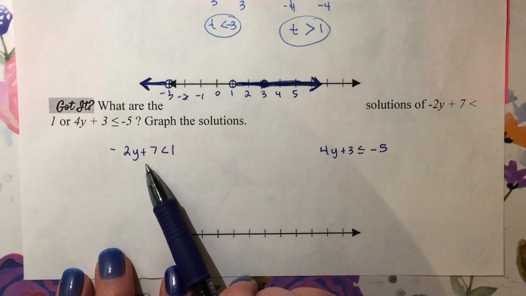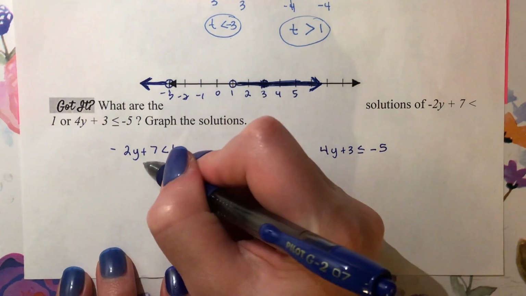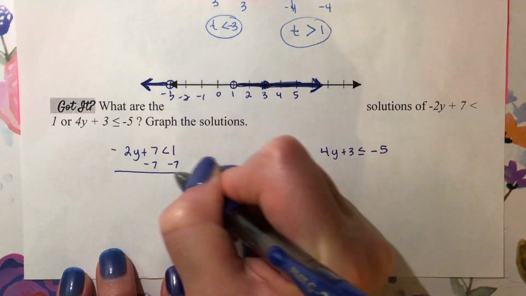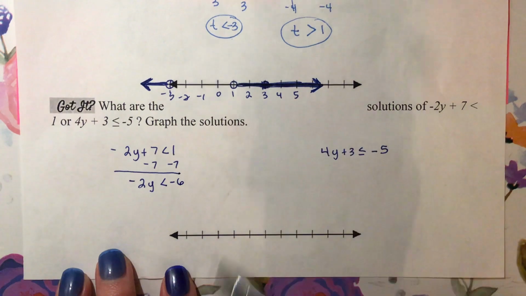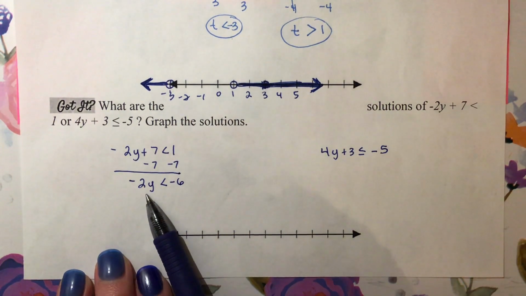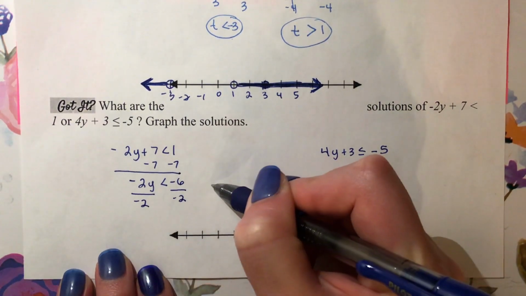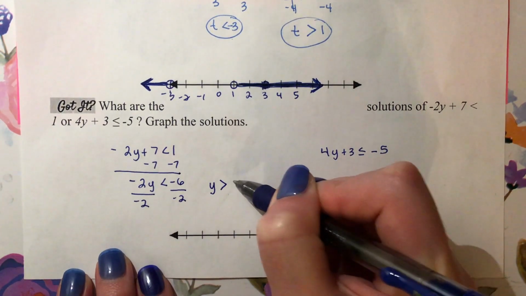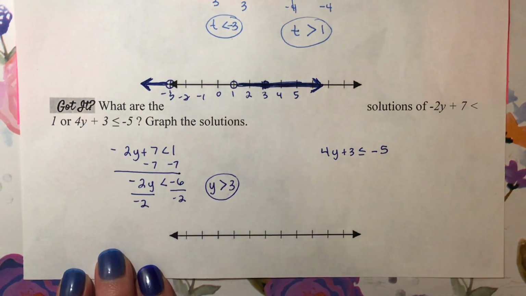Looking at this first problem, I'm going to go to the side with the variable. So I'm going to subtract 7 first, and I have -2y is less than -6. Now I want to divide by -2 on both sides, and I'm going to get y is greater than +3. Keep in mind I switched the sign because I divided by a negative number.